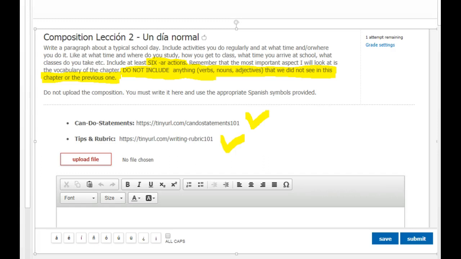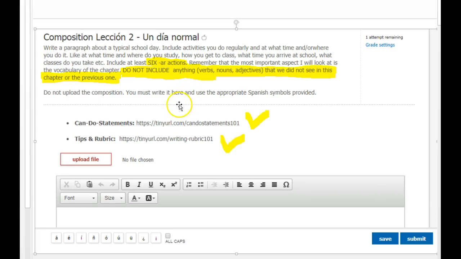In this composition, I was looking, of course, for the vocabulary of the chapter, and I was looking for time: what activities you do and the classes, at what time you arrive to school, this kind of thing. Most of this part you did, but there are a lot of problems with the -ar actions that I asked for. And I said it, and now I marked it over here: do not include any verbs, nouns, or adjectives that we did not see in previous chapters. I want to see if you learned certain things.